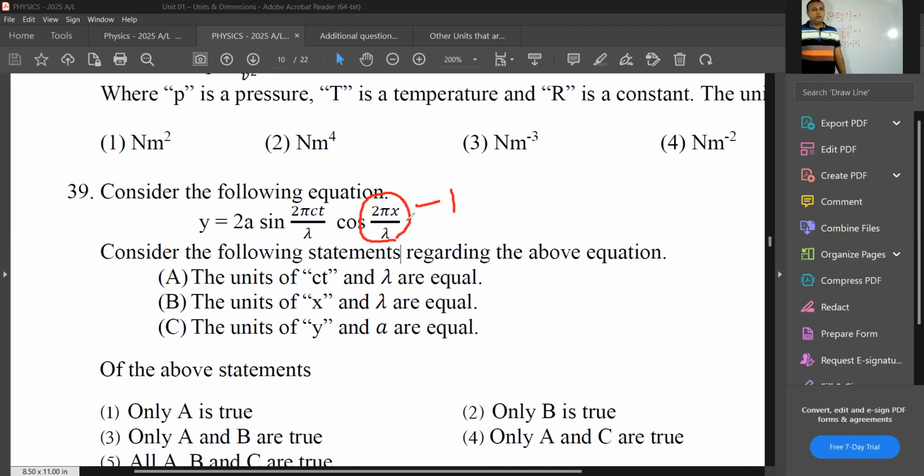If it is equal to 1, the numerator should be equal to the denominator. That means x is equal to lambda. Okay.